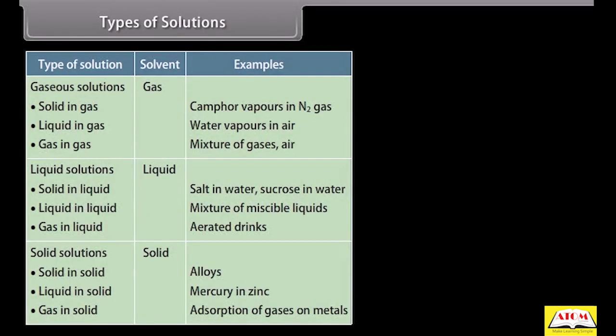Types of solutions. In a binary solution, components can be either solid, liquid, or gas. There are three types of solutions: gaseous solutions, liquid solutions, and solid solutions.